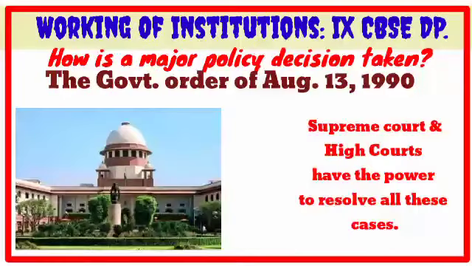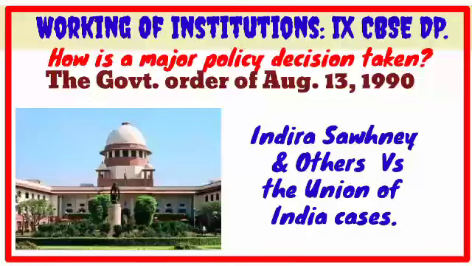The Supreme Court and High Courts of India have the power to settle disputes over government decisions. So the Supreme Court of India benched all these cases together. There were hundreds of cases for and against. So the Supreme Court took all these cases in a bunch and named it Indira Sawhney and others versus Union of India cases.